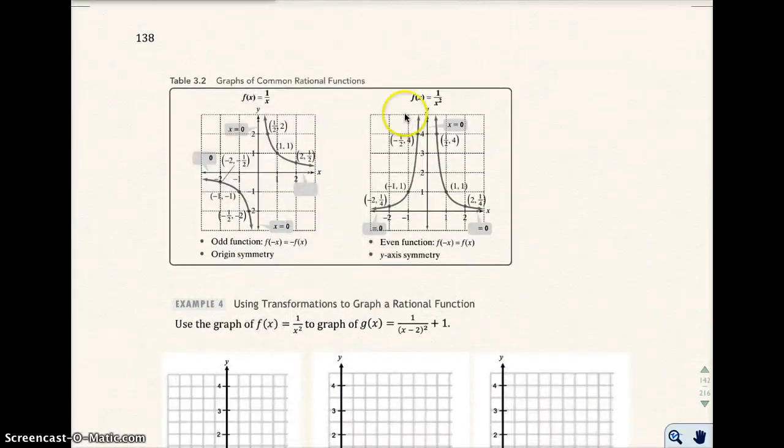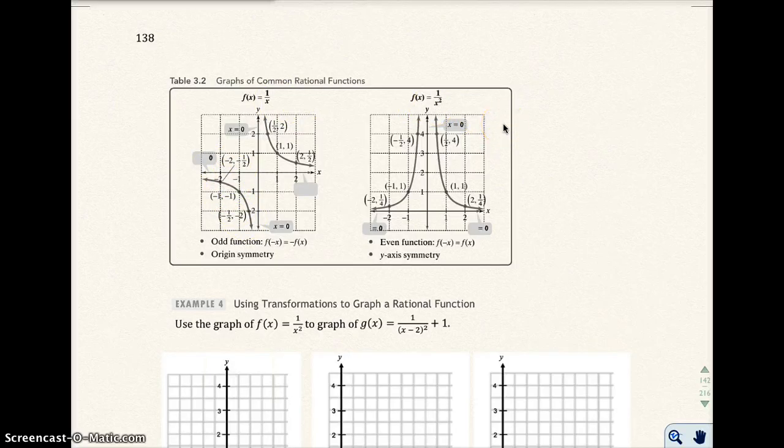And then the other one I have is 1 over x squared, and these are the 1, 2, 3, 4, 6 points I want you to have. Either memorize them or just plug in the half, the 1, the 2, the negative half, the negative 1, and then negative 2, and then vice versa here.